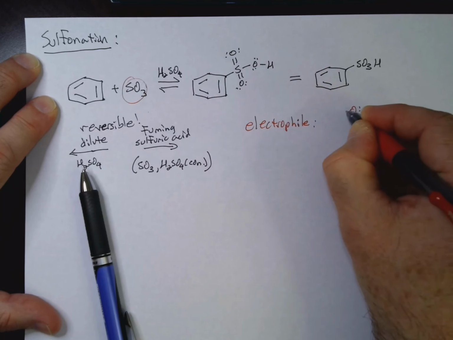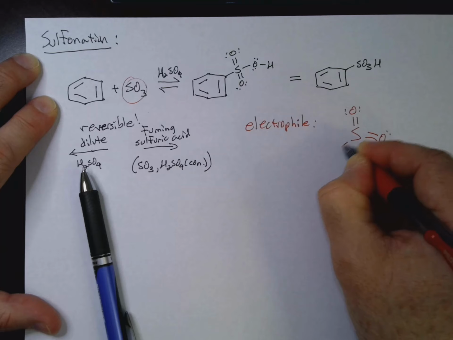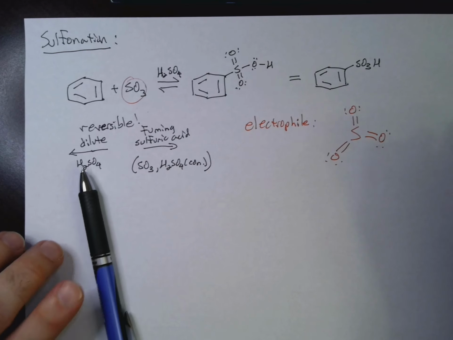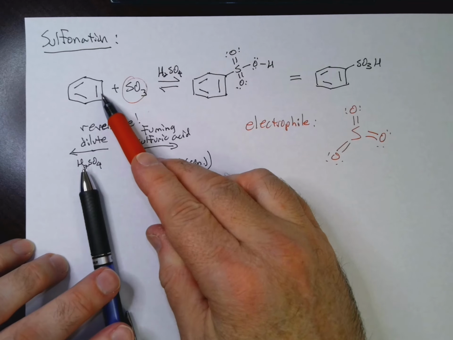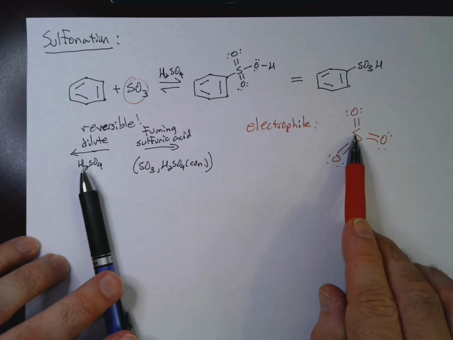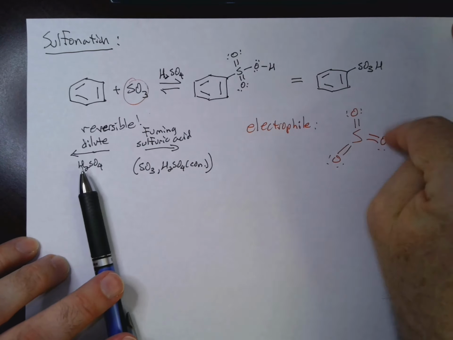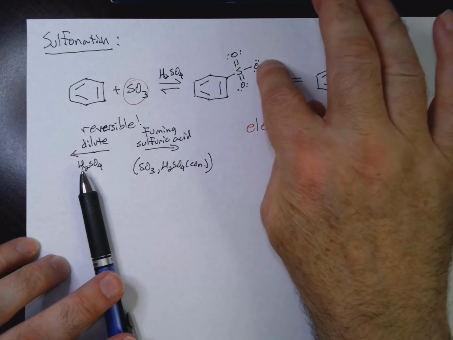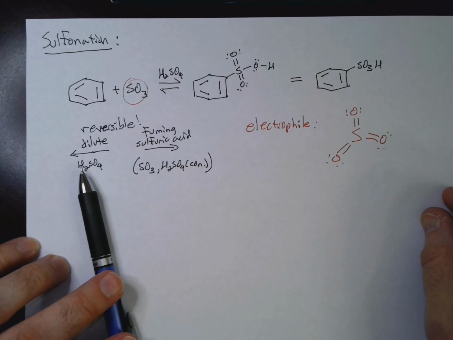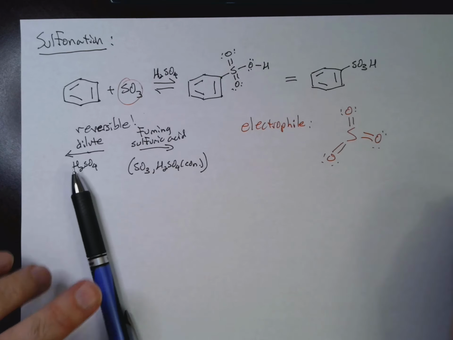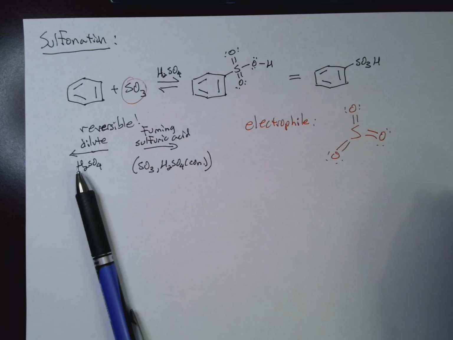So that's going to look like this, and again we'll get attack from the pi electrons on the sulfur here. That'll kick some electrons onto this oxygen and make a negative charge, and then we can just pick up a proton from the H2SO4 to go ahead and protonate that. All right, so that's sulfonation. Let's see here. Couple more. Let me just check here and see.